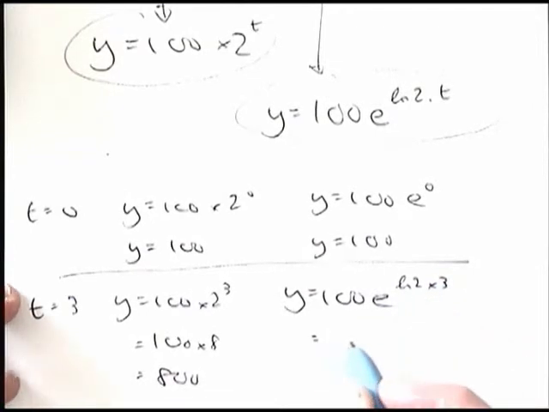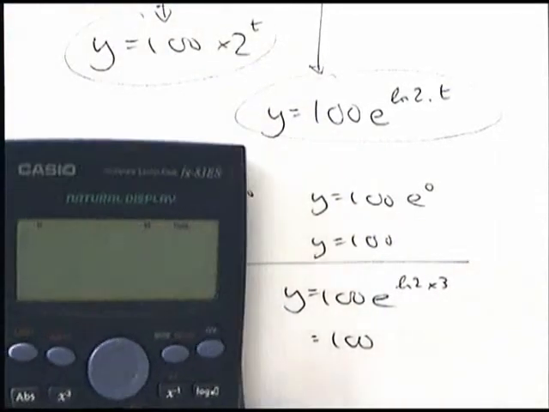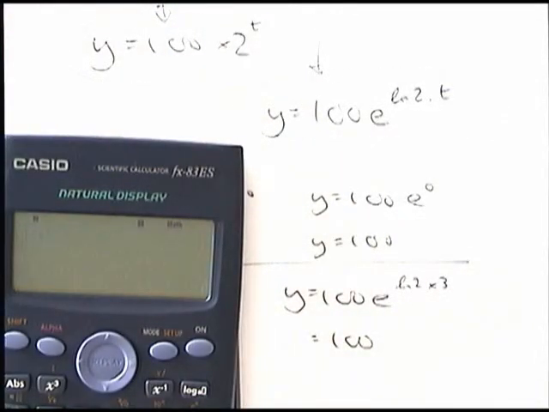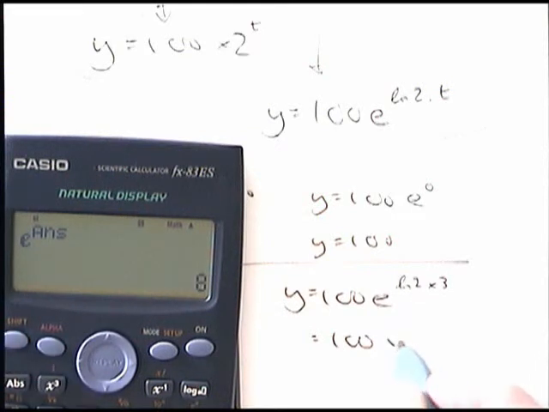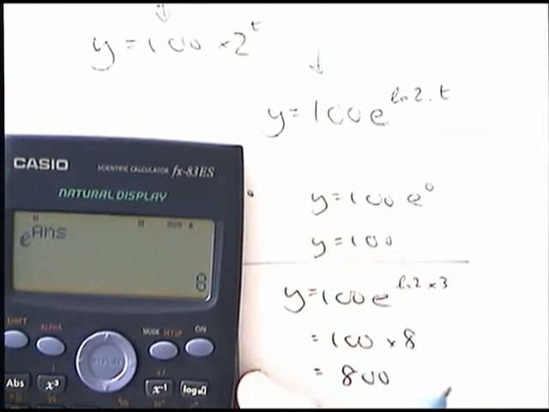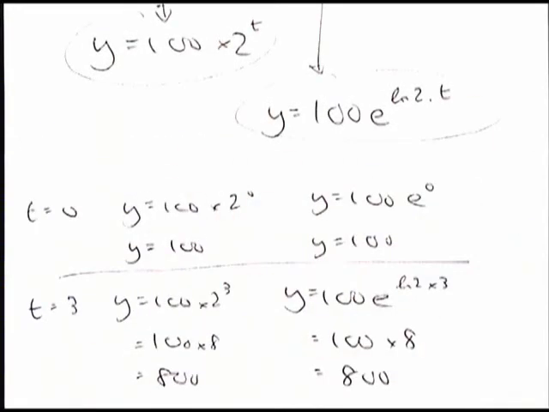Now I'm going to need a calculator for this one. First of all, I need to do log of 2, which is this number here, 0.69, and I need to times that by 3. Now I need to do e to that, so I'm going to do e to the x of my last answer, and that's giving me 8. And 100 times 8 is 800. So these two expressions over here are equivalent to each other. When you put the values in, I hope I've just demonstrated that to you.